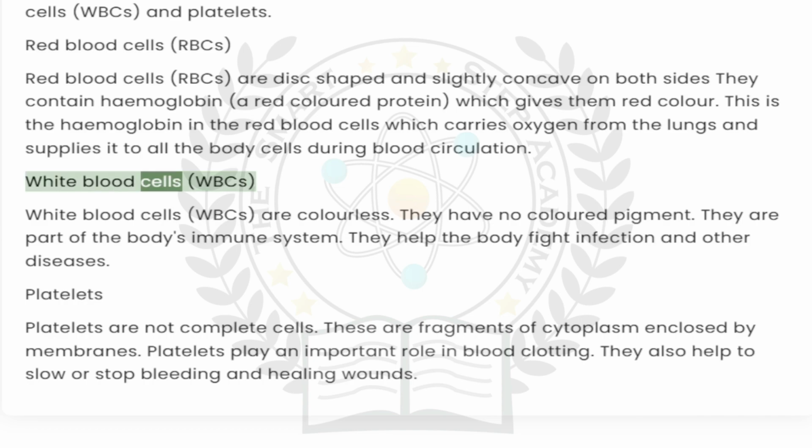White blood cells. White blood cells are colorless. They have no colored pigment. They are part of the body's immune system. They help the body fight infection and other diseases.